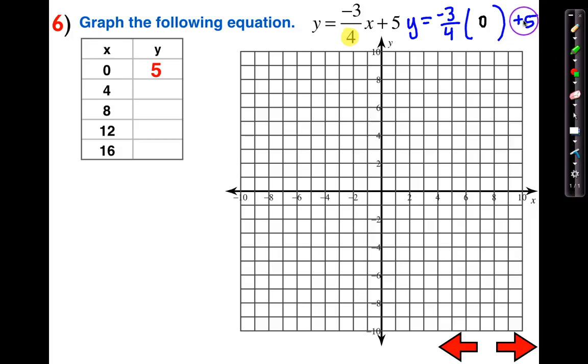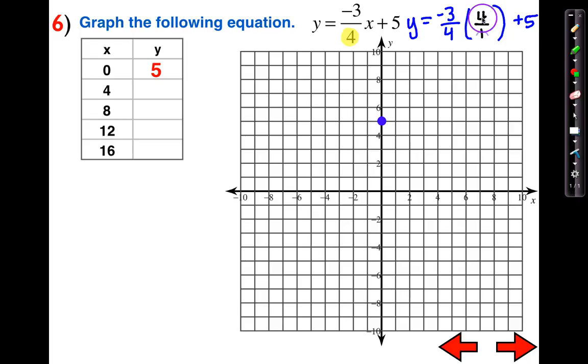0 plus 5 is 5. So that's why we have 5 here. We're going to graph that point, 0, 5. Now here, I'm just going to show you one more example. What if x is 4? Well, I'm going to go ahead and put a 4 in here.